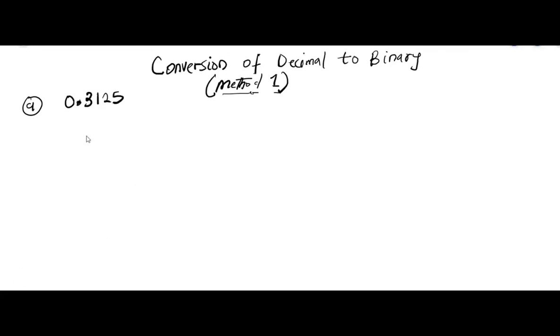Just watch out. Let's convert 0.3125 from decimal to binary. I'm going to show you two methods of doing so, and I'm going to make sure I simplify them, and I'm going to show you a very good trick of doing so without wasting much time. Okay, now let's consider method 1, and the first step is to convert 0.3125 from decimal to a fraction.